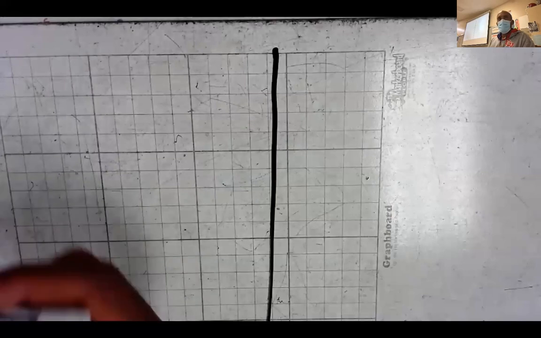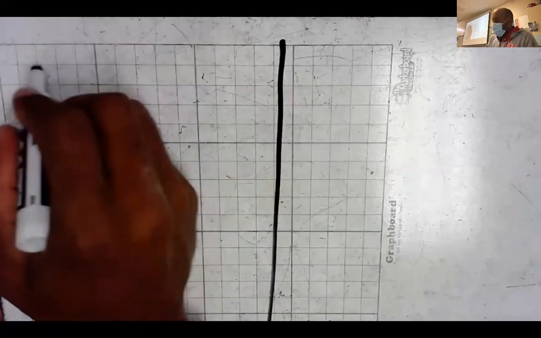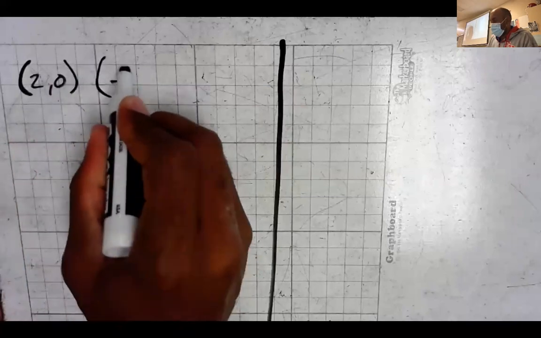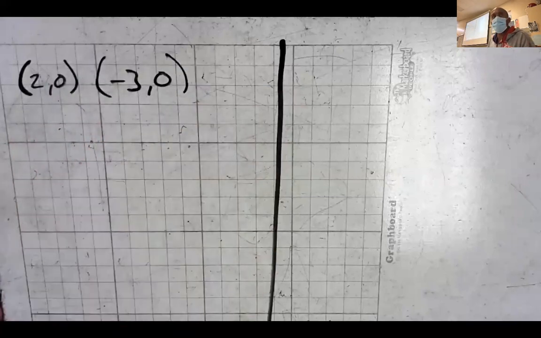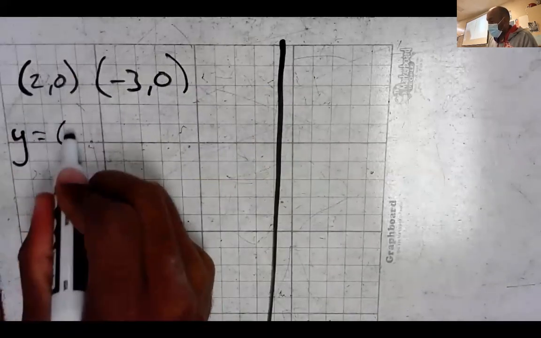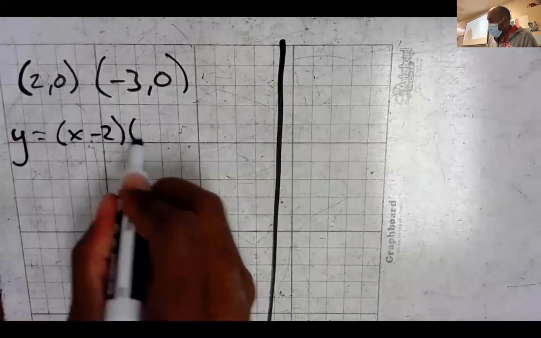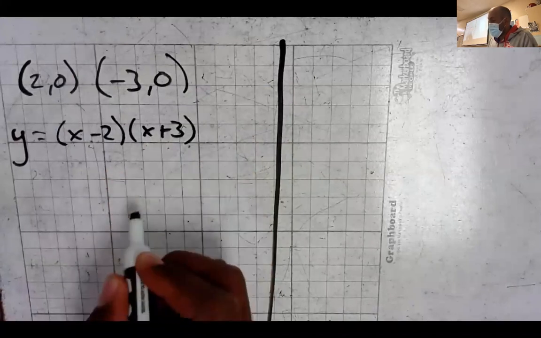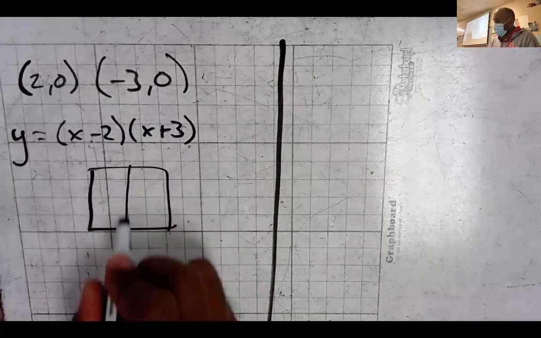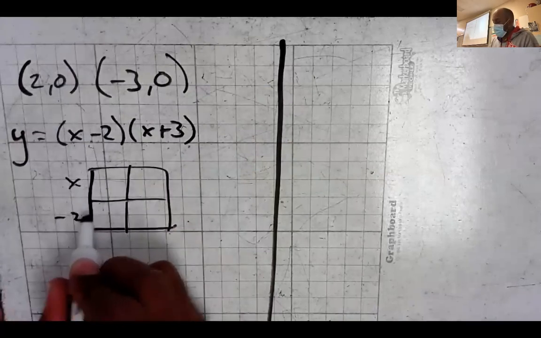And what I'm going to do is kind of do this side by side to show two different examples. So let's just say I asked you to write the equation for these two x-intercepts. We'd say, okay, I do x minus 2 and x plus 3. And then I want it in standard form, so you got to multiply it. So I multiply it out.